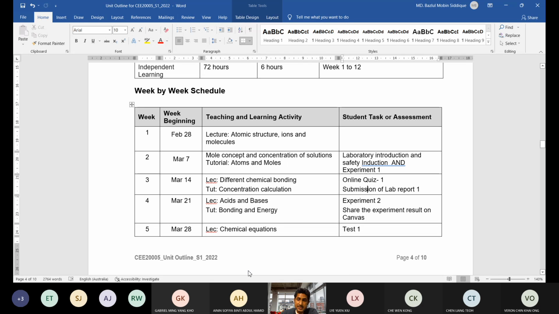And the submission is through Canvas. All right, submission of the lab report through Canvas. No hard copy submission.